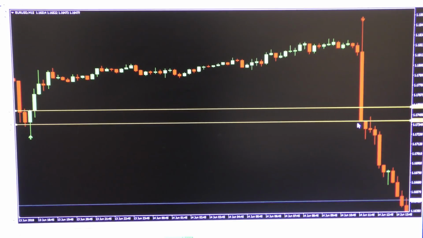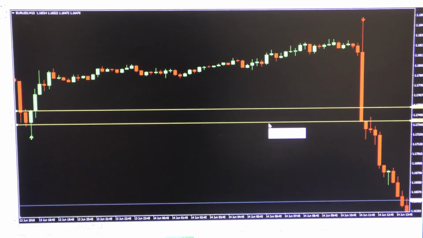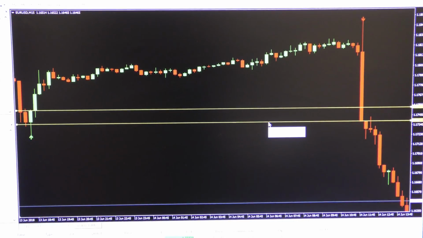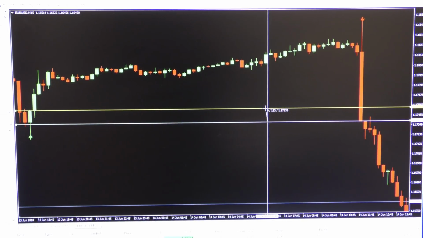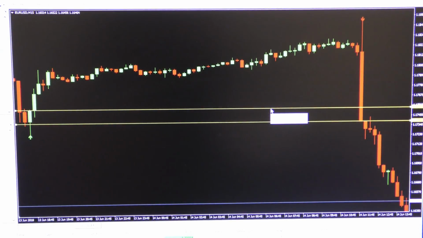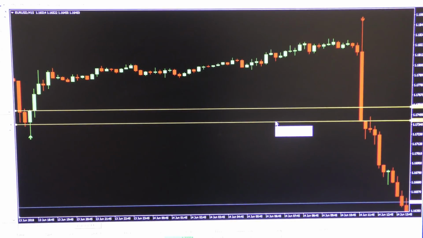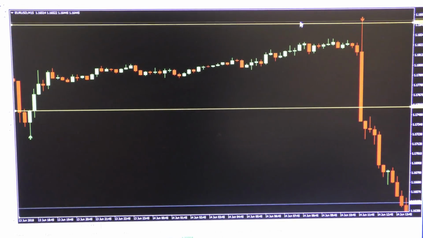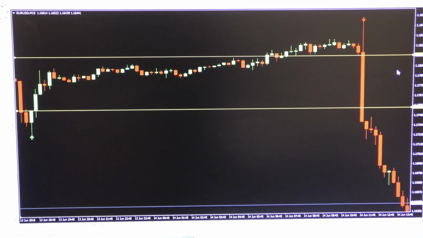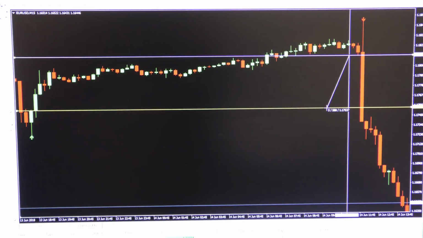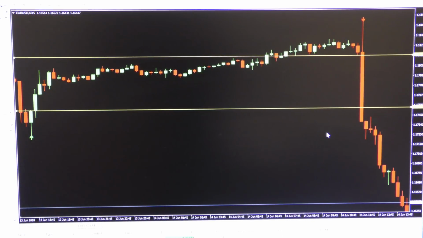Now if you're closing here, you are going to lose 15 pips. But if you don't close here, and you see the arrow appears here, then you can close anywhere here, so you make a profit of about 58 pips, right?